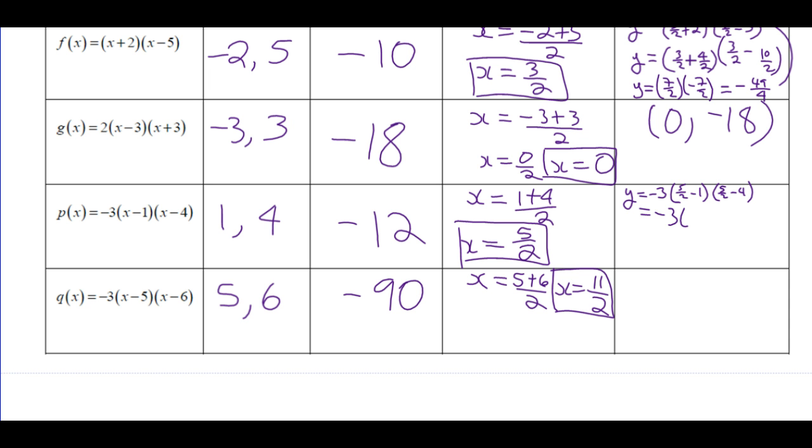So we've got 5 halves minus 1, which is 3 halves, and we've got 5 halves plus 1, which is negative 3 halves. So a negative times a negative is a positive. 3 times 3 times 3 is 27 over 4. So 27 over 4. And the coordinates of the vertex are 5 over 2.